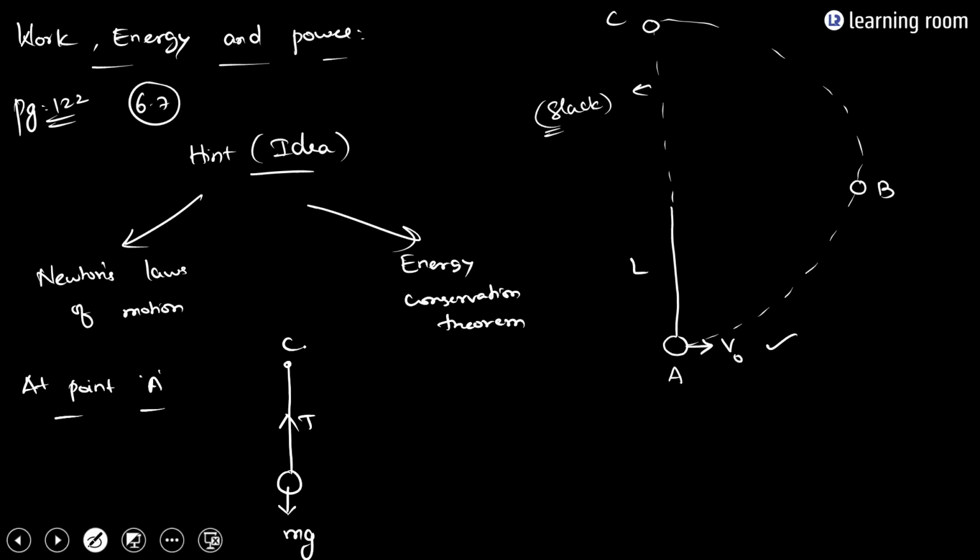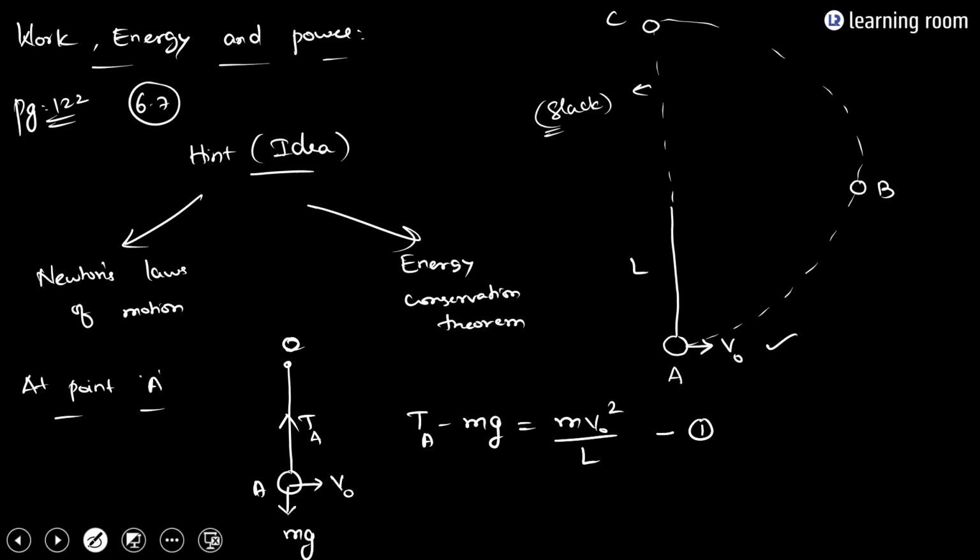Right? So for any object to be in a circular motion, the necessary force is the centripetal force. Here the speed is V naught, so I will say T minus mg, or to be more specific, if I take this as A, then TA minus mg is equal to m v naught square divided by L, because L is going to be the radius of the circular orbit. Right? So let this be equation number 1. This equation is obtained using Newton's laws of motion.